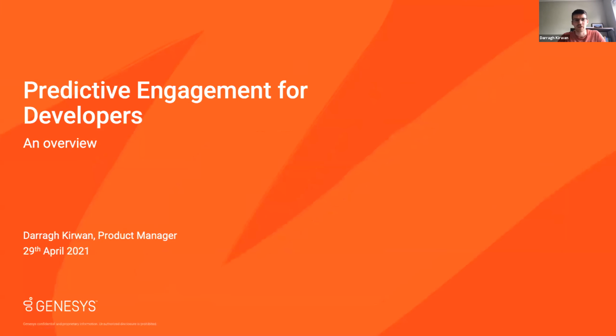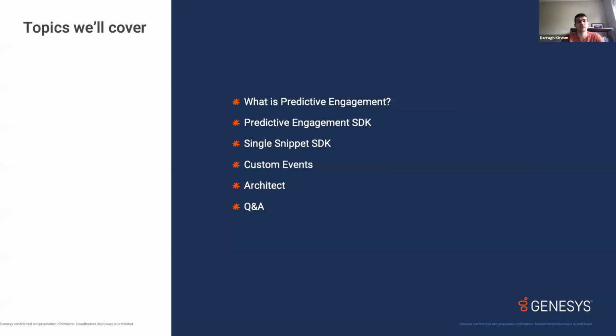Okay, hi everybody. I'm Dara Irwin, and I'm a product manager on the predictive engagement team. So what we're going to cover today is a quick introduction to what predictive engagement is, and then we'll get into the technical stuff. So we've got a predictive engagement SDK, we've got a new single snippet SDK that you might not have heard of yet. We've got a new API that supports custom events, and we'll touch on the capabilities that predictive engagement has within Architect.